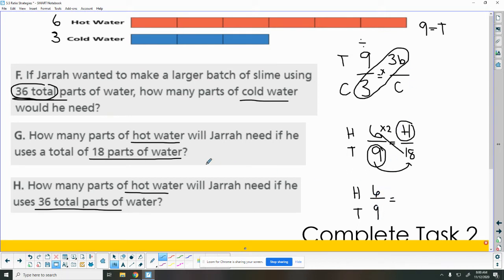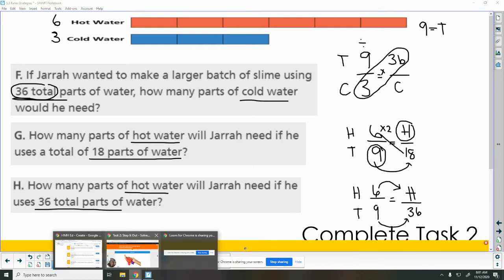So it's just really important that we read what we are comparing. And now I want 36 total. So 36 total is matching up with the total. And I'm looking for the hot. So I notice 9 goes into 36 an even amount of times. And you're going to do the same thing to the top to make these equivalent ratios. Okay, so using these setups, we're going to go ahead and complete task 2.